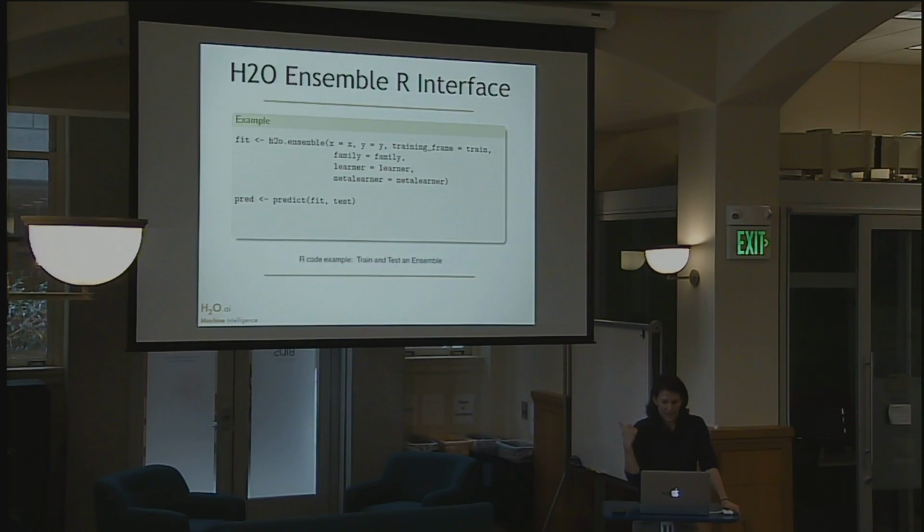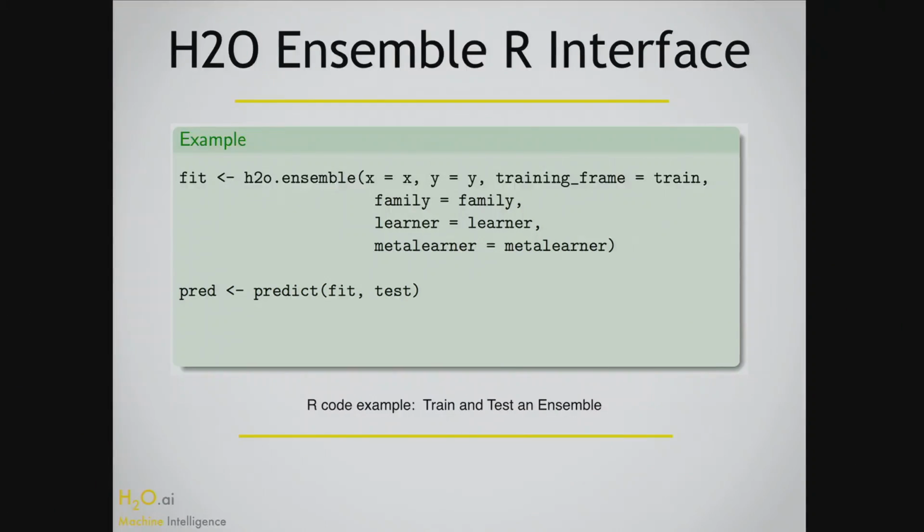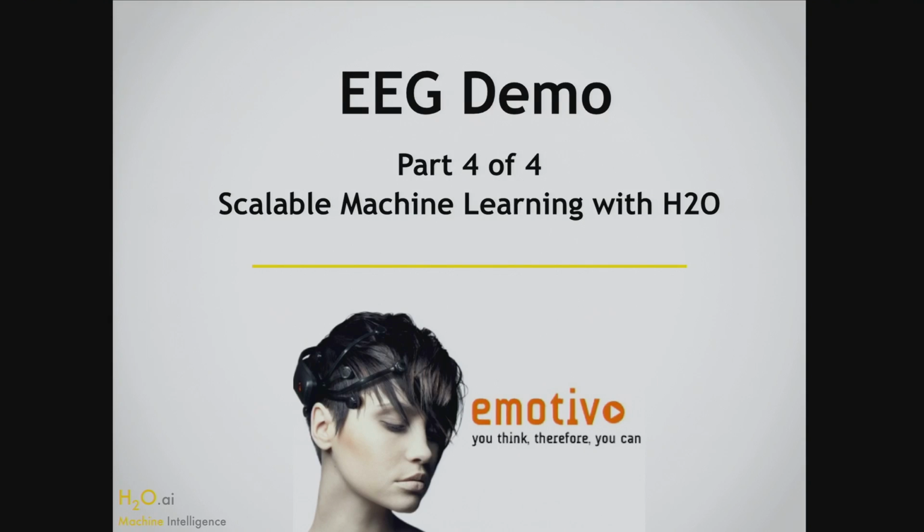And this is the interface. The first line is exactly like all the other H2O algorithms. The family argument describes the task that you're trying to do: if you're doing binomial classification, or for regression, it would be Gaussian. And then it has a predict function as well. Okay, so now we're going to do a demo.